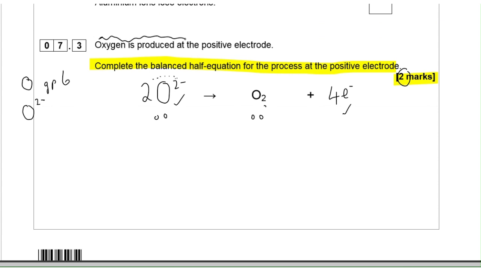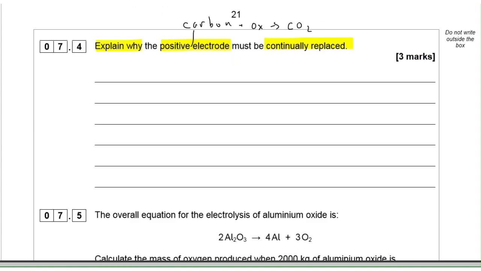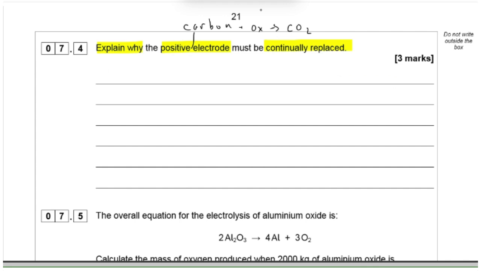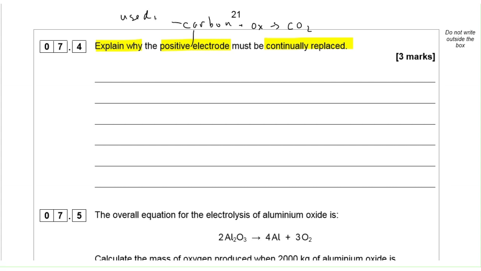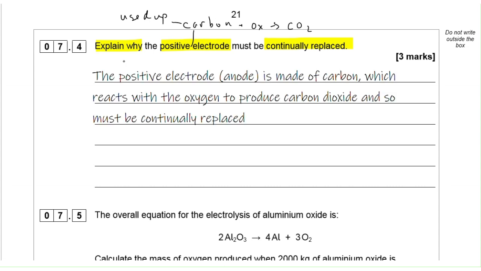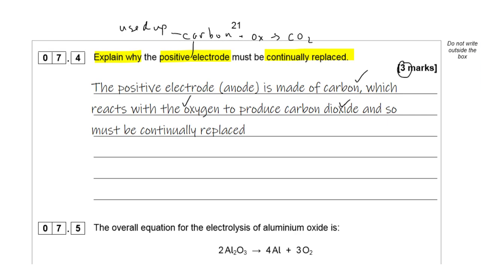Oxygen is produced at the positive electrode. So there are bubbles of oxygen being produced in this electrolytic cell, which is extremely hot, over 1,000 degrees. The electrodes are made of carbon, so you've got a hot environment with carbon and oxygen. It's going to make carbon dioxide. The carbon will react with the oxygen to make carbon dioxide. So this way, the carbon will gradually be worn away, and that's why they have to be replaced.